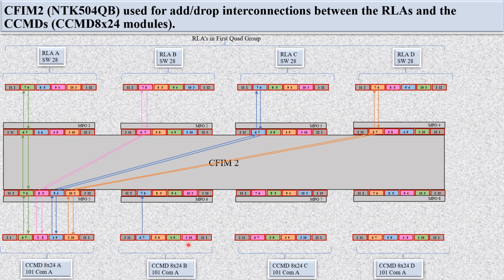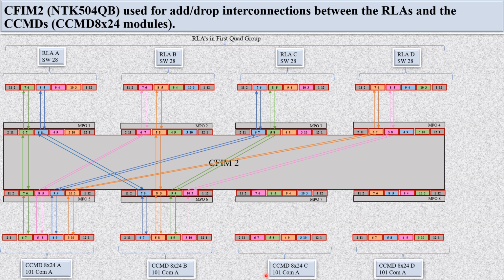Now let's see the second, CCMD 8x24B. You can connect via this fiber pair and go to RLA in the same way. You can see always 6 is out, 7 is in, 6 is out, 7 is in; here 5 is out, 8 is in, 5 is out, 8 is in. So this CCMD 8x24 via this fiber pair is connected to RLA. By the second fiber pair, it is connected to RLAB. In the same way, by the third fiber pair, it is connected to RLAC. By the fourth fiber pair, it is connected to RLAD.